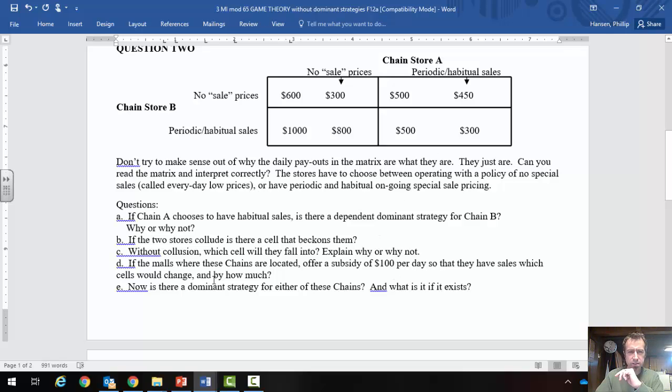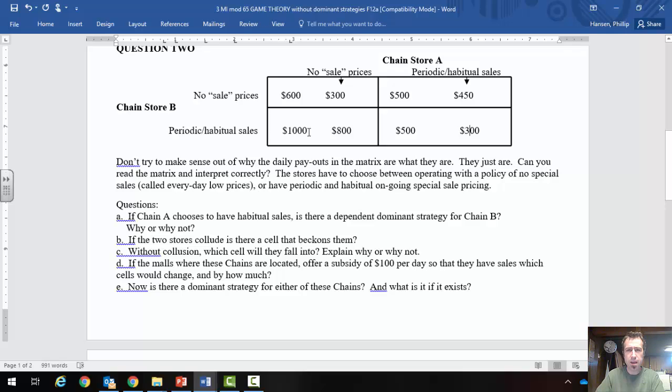So the bottom cells, the bottom ones, are going to change. And now question E says, is there a dominant strategy for either of these chains? Well, now let's look at chain store B. You can have 1,000 or 600. Obviously, 1,000 is better, so you want to have habitual sales.